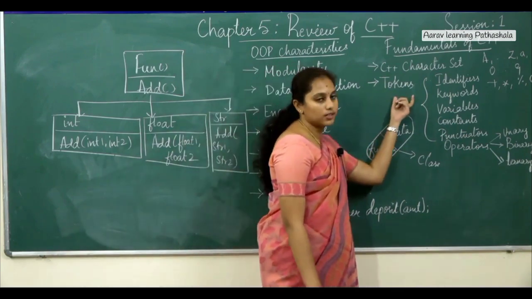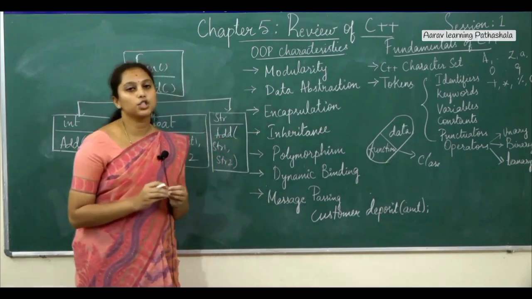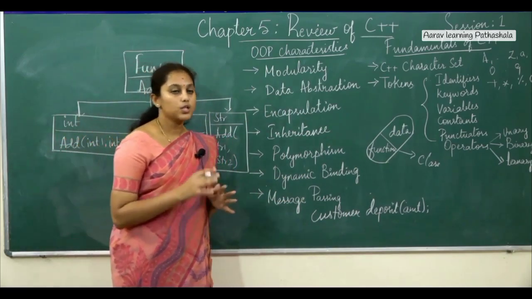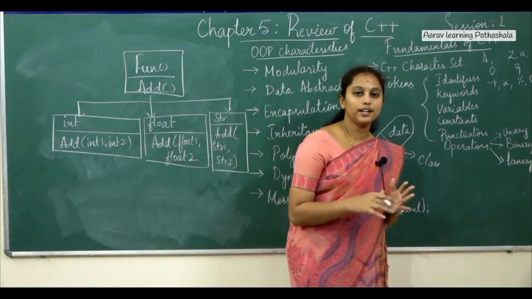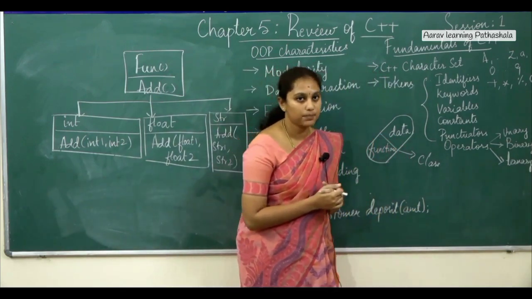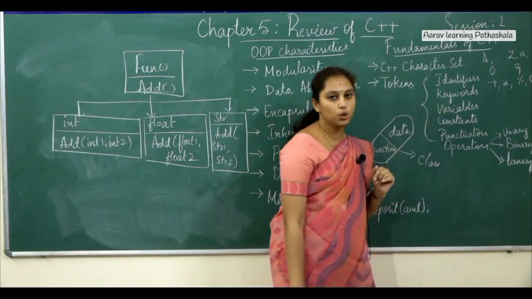And next is tokens. What are tokens? A token is the smallest individual unit in a program. So it helps us to construct the definitions, declarations, and even the complete program. So these are some of the types of tokens.